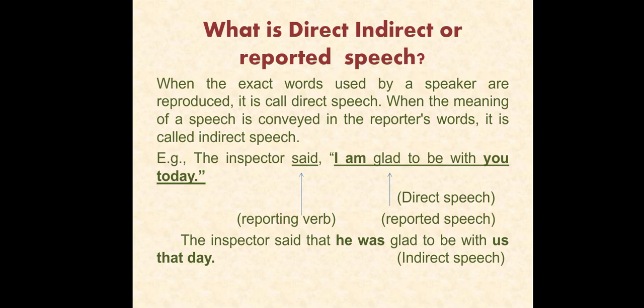Example: the inspector said, "I am glad to be with you today." This is a sentence of direct speech. Said is the reporting verb, and "I am glad to be with you today" is the reported speech. When we change this sentence into indirect speech, we need to write it like this: The inspector said that he was glad to be with us that day.